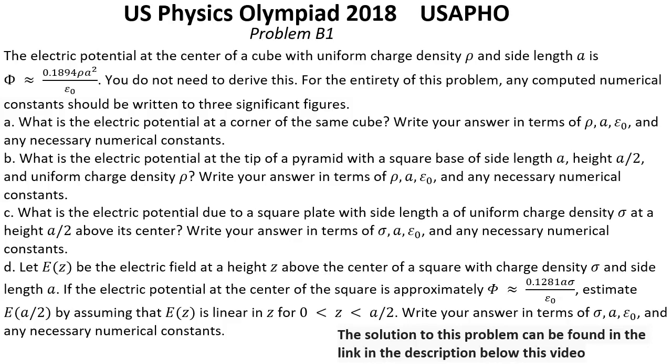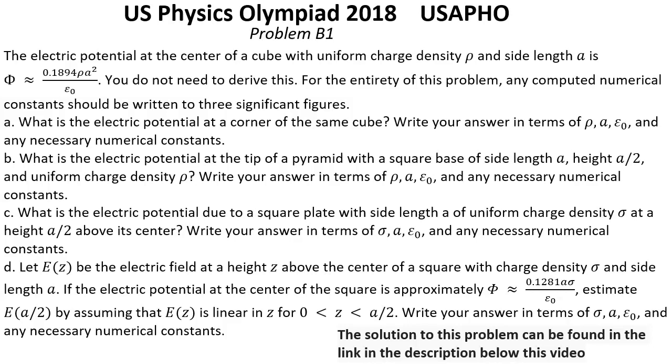Question C. What is the electric potential due to a square plate with a side length A of a uniform charge density sigma at a height A/2 above its center? Write your answer in terms of sigma A, epsilon 0, and any necessary numerical constants.